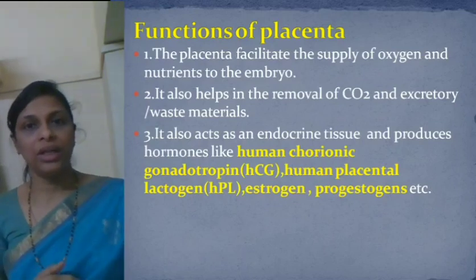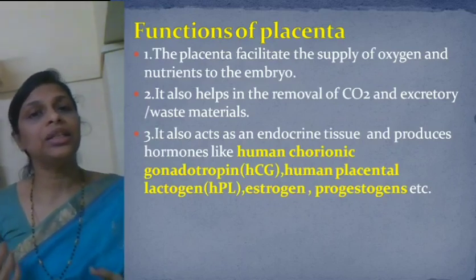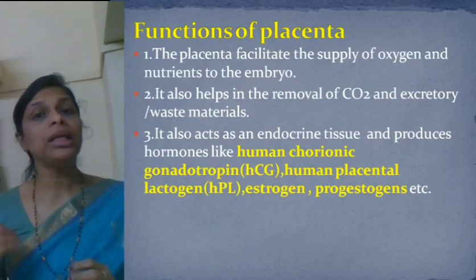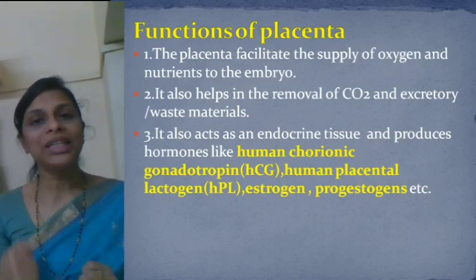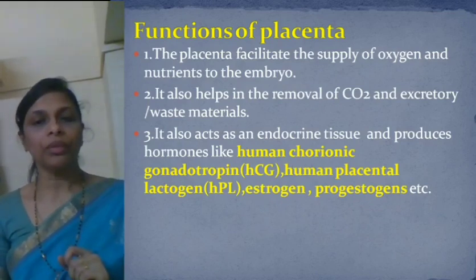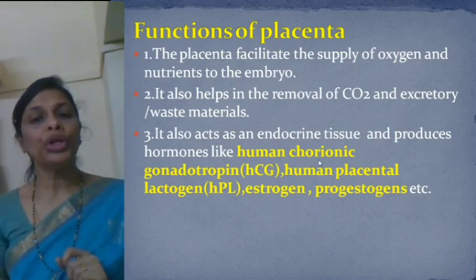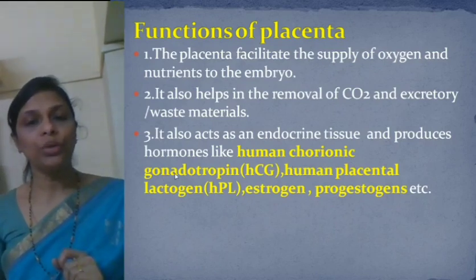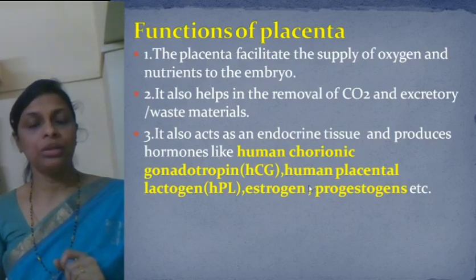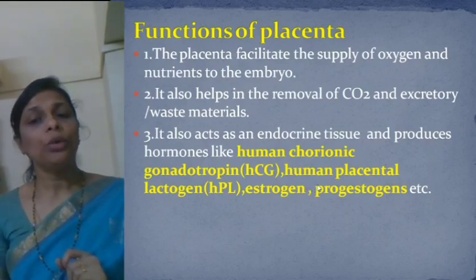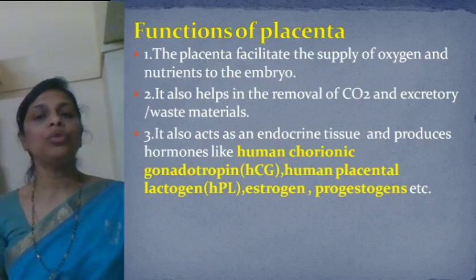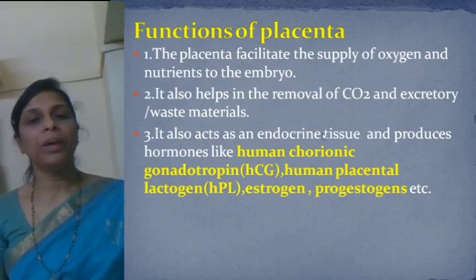Endocrine glands, we have studied. What are endocrine glands? They secrete certain hormones. So it acts as an endocrine tissue and secretes certain hormones. The hormones secreted by the placenta are very, very important. And that is human chorionic gonadotrophin, human placental lactogen, estrogen, and progesterone or progestogen. So these are the 4 hormones which are secreted by the placenta.